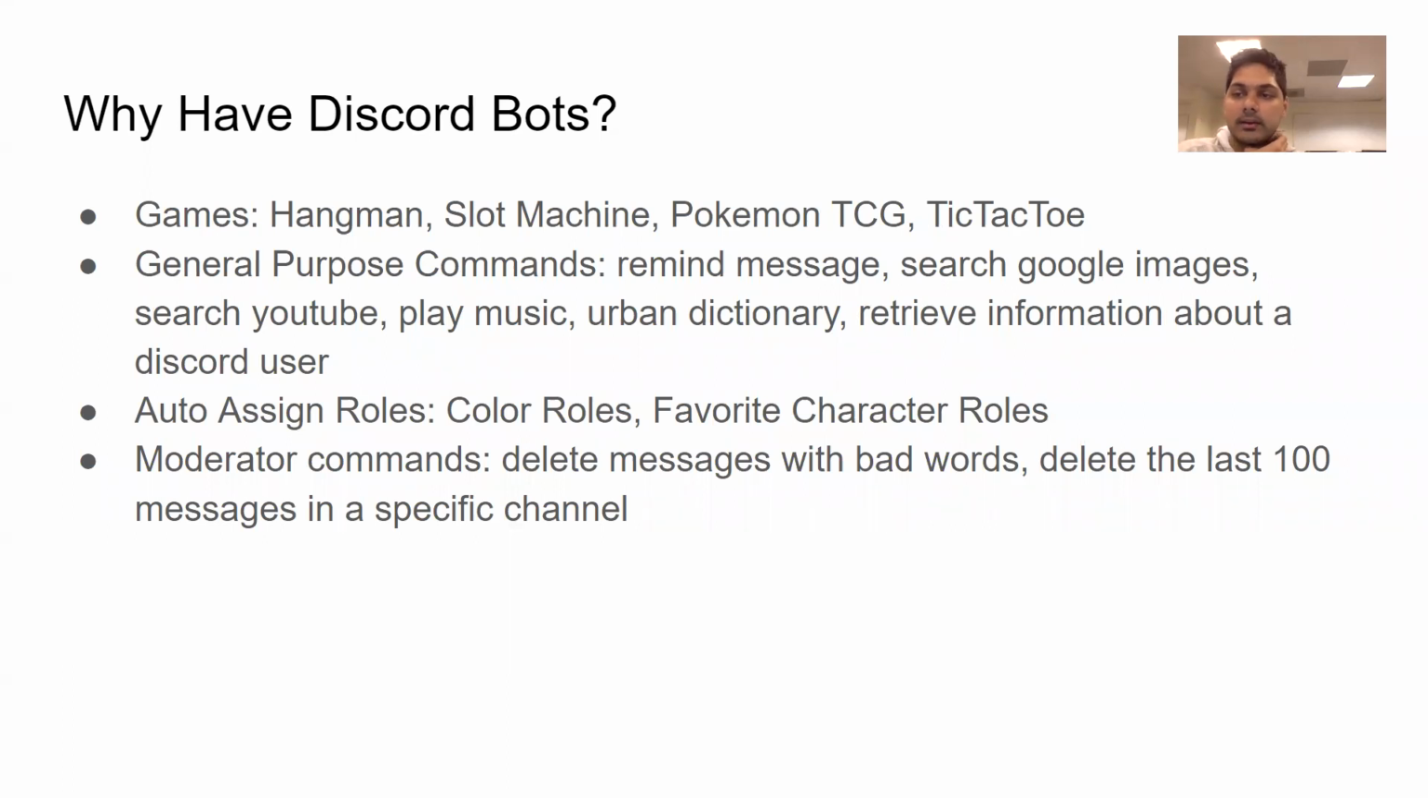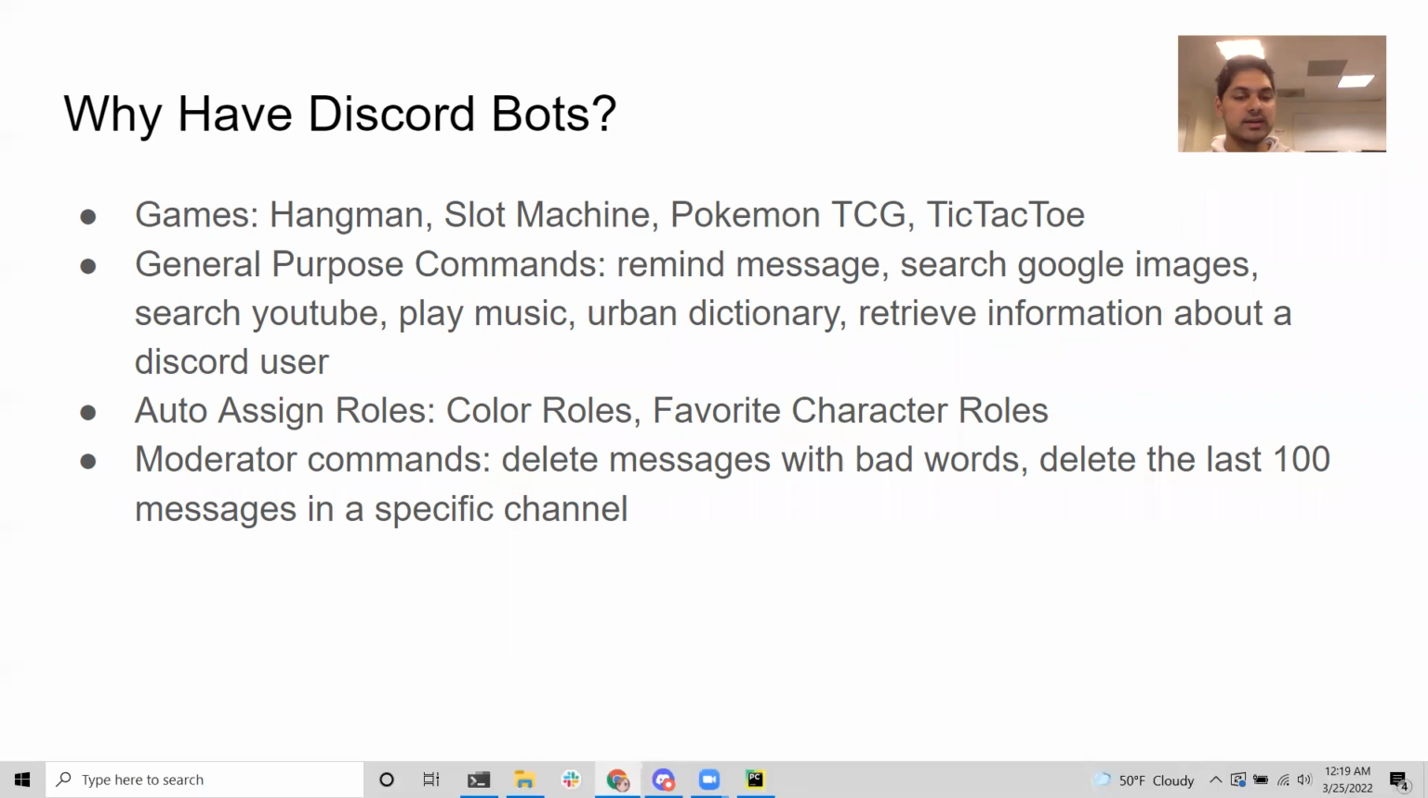You have some bots that search for Google Images or a YouTube video. You have the Groovy bot, which is dead now, but we have Me6 and I guess other bots, whatever is replacing that. I don't know if anything's going to replace that. Urban Dictionary, maybe retrieve information about a Discord user, like maybe when they join the server. So auto assign roles.